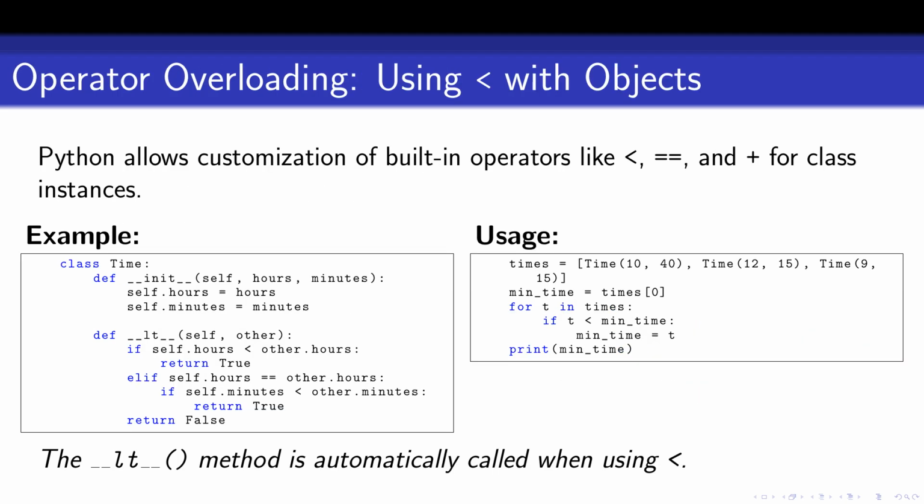Python gives you the ability to define how your objects behave with comparison operators, like less than. You do this by defining the __lt__ method in your class, which stands for less than. For example, in a Time class, you can compare two instances based on their hours and minutes. This allows you to sort a list of Time objects or find the earliest time using built-in functions. Operator overloading like this makes your custom objects work more like native types, which improves integration with other code and makes your classes feel more natural to use.